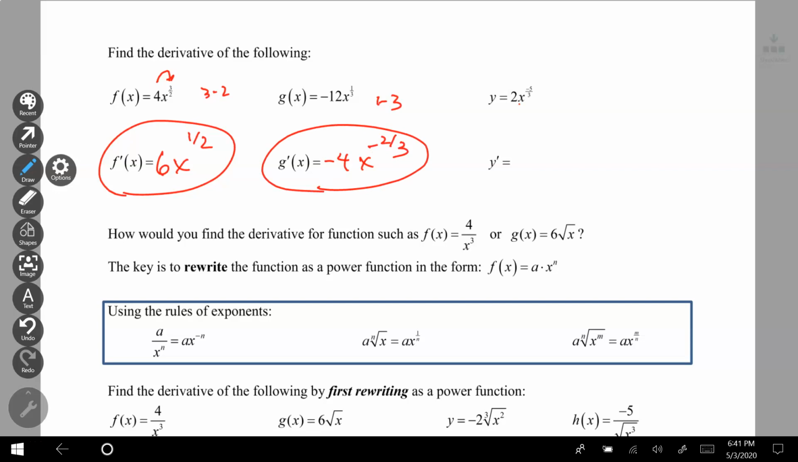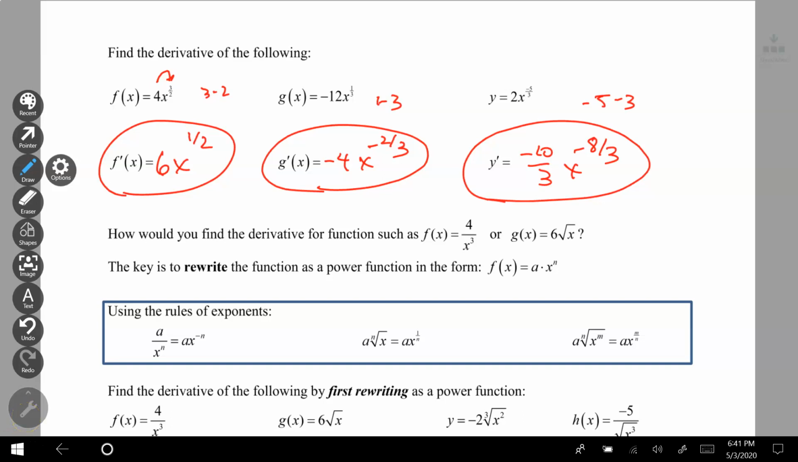And then finally, this one, well, 2 times negative 5/3 is just negative 10/3. It doesn't reduce anything. And then I'm going to do negative 5 minus 3, and I get x to the negative 8/3. So here are my three derivatives. Notation is important. F prime equals 6x to the 1/2, and so on and so forth.